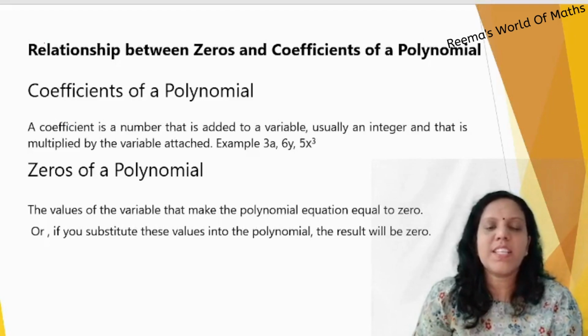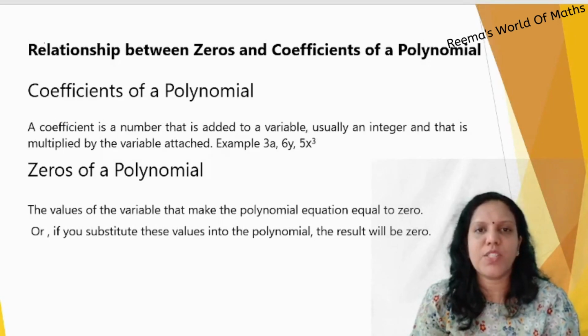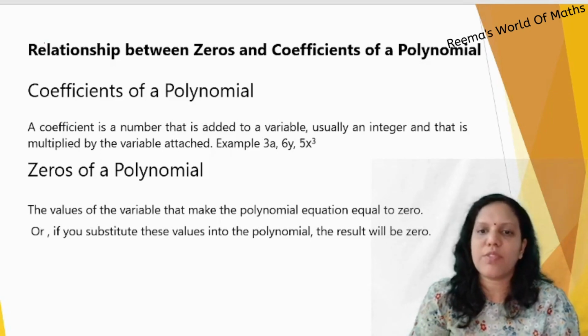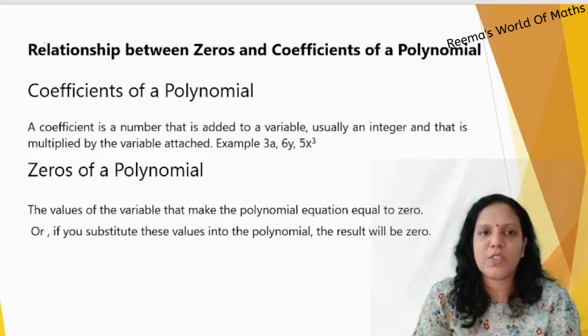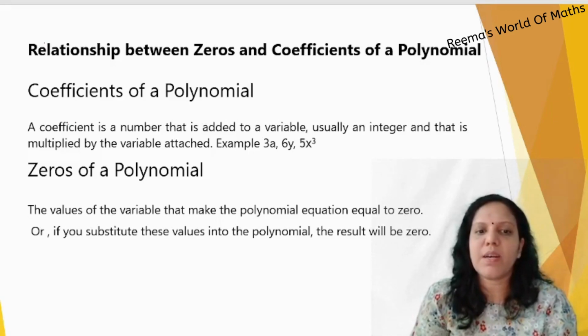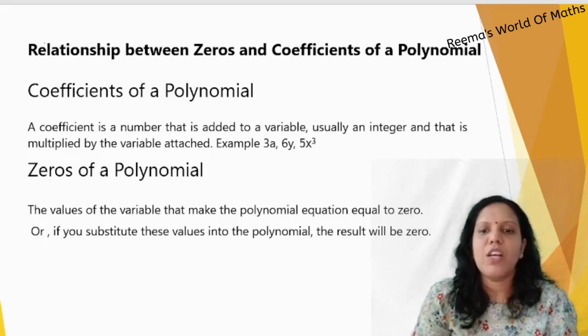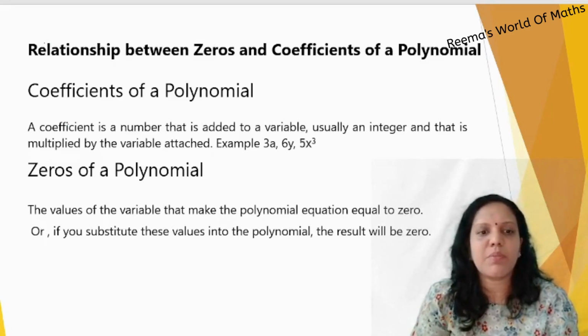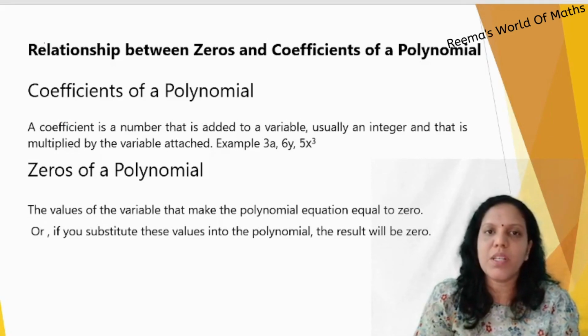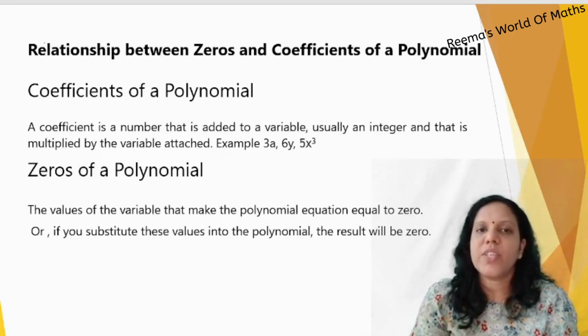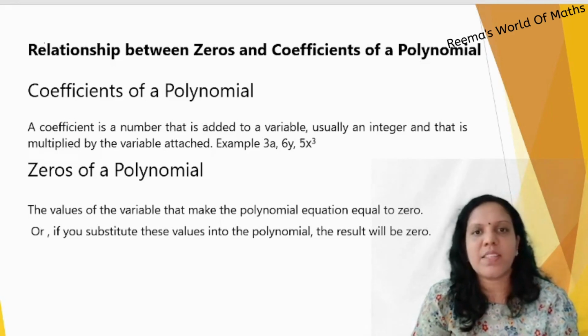So what is the relationship between zeros and coefficients of a polynomial? There exists a relationship between the zeros and coefficients of a polynomial. We know what a coefficient is and what zeros are. The coefficient of a polynomial is a number that is multiplied with the variable attached. Usually it is an integer. For example, 3a: in 3a, 3 is the coefficient of a and a is the variable.